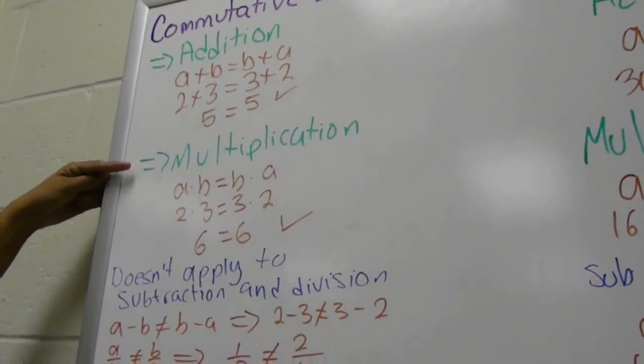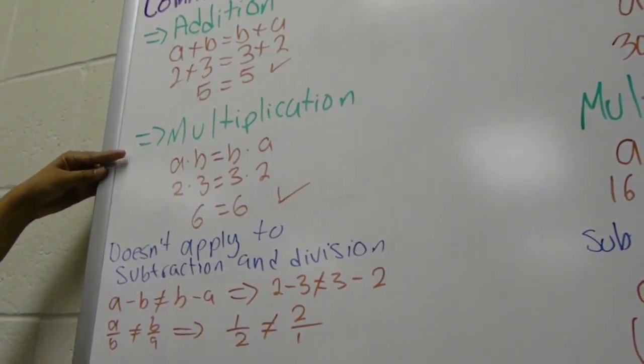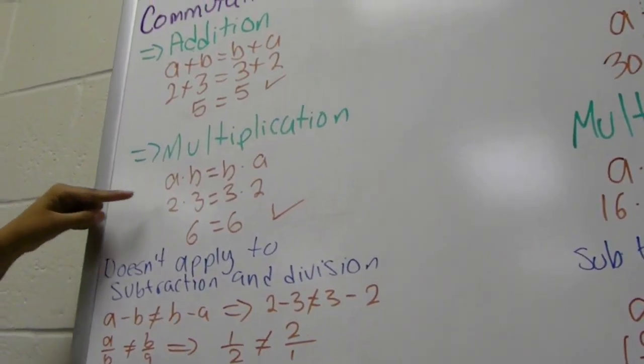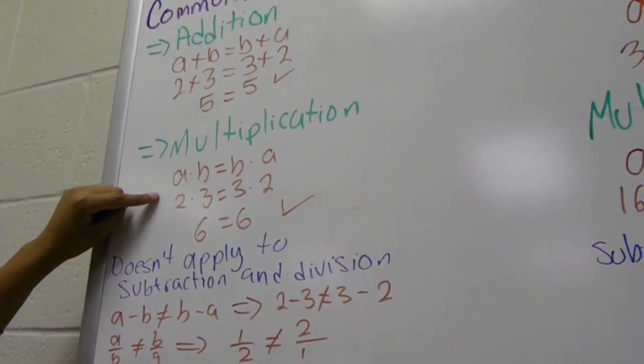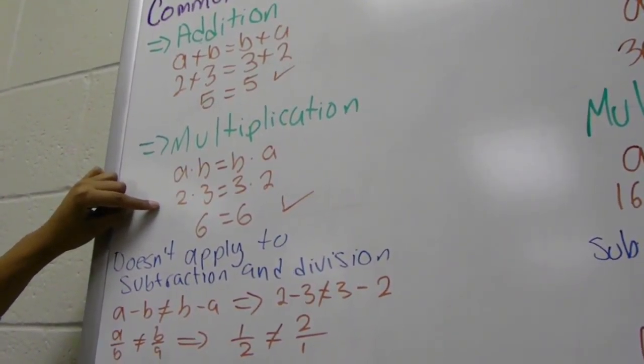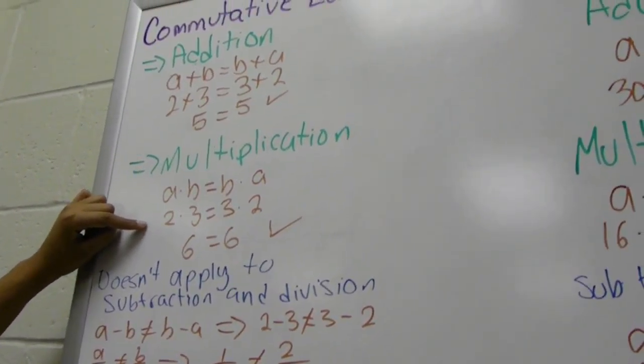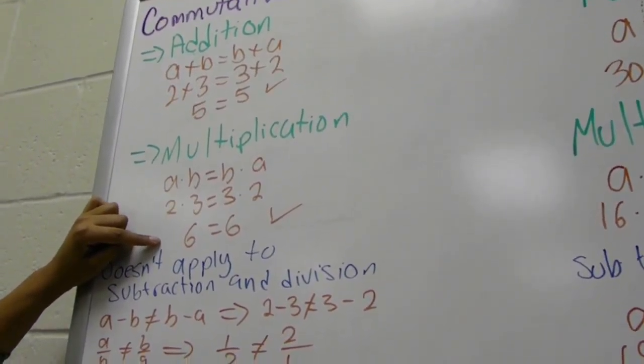For multiplication, we can also apply it, and it says the same thing. If we have two elements A and B, A times B is going to be equal to B times A. The example we have: 2 times 3 is equal to 3 times 2, and both of them are equal to 6.